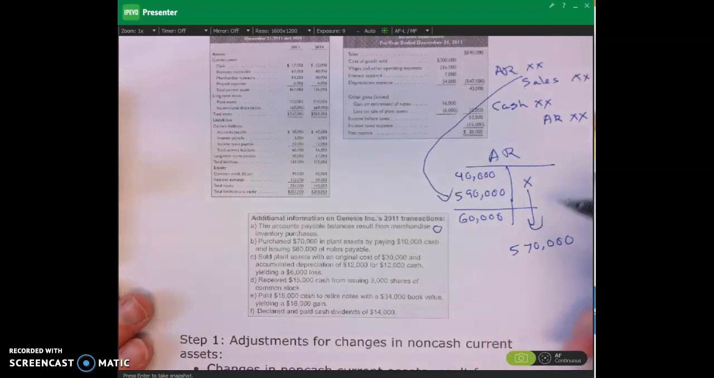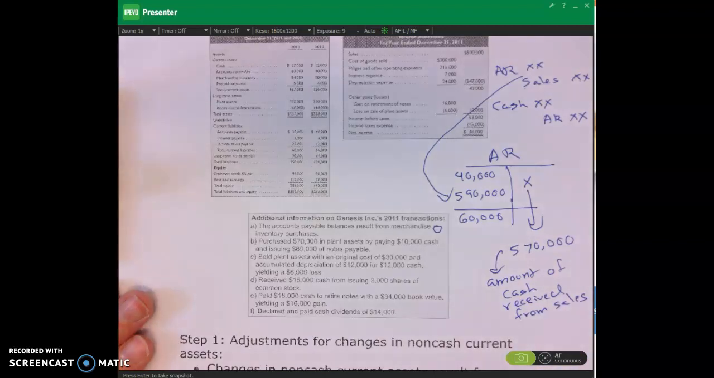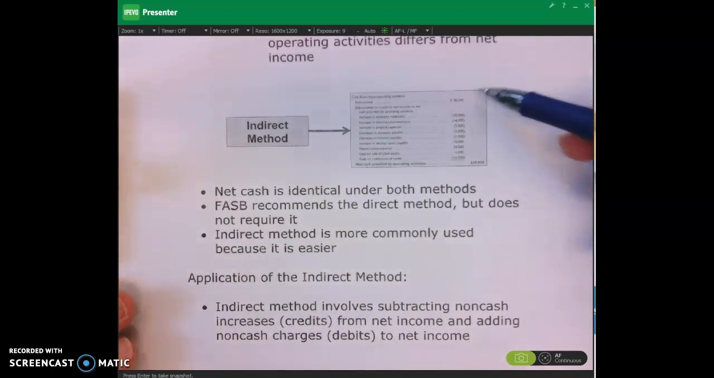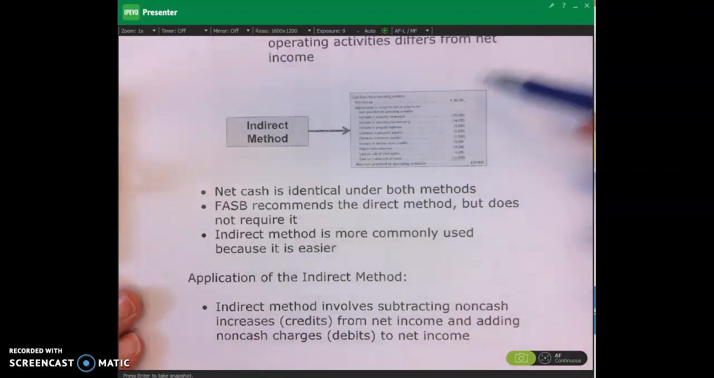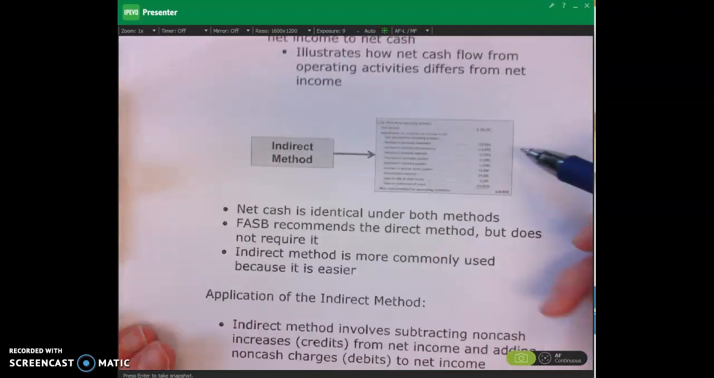So now, what does this credit to accounts receivable represent? The amount of cash received from sales. That's what that is. So when we look back over here at the indirect method, we can see we have our net income of $38,900 right over here, and we pull that right here.